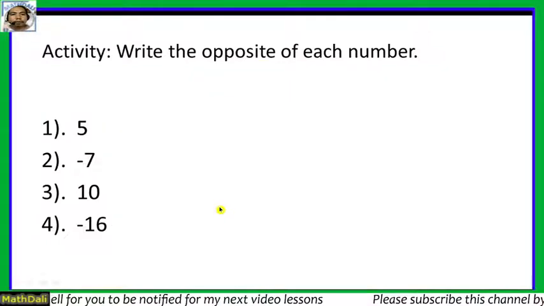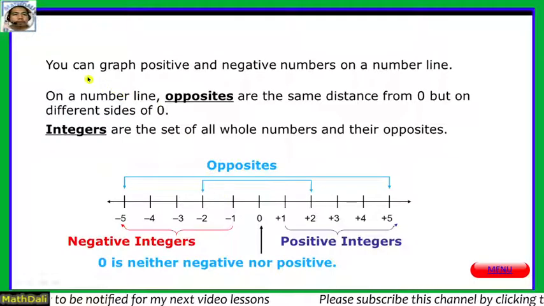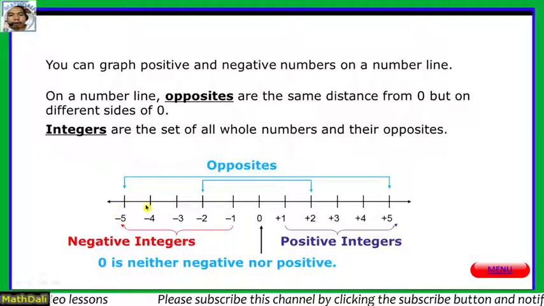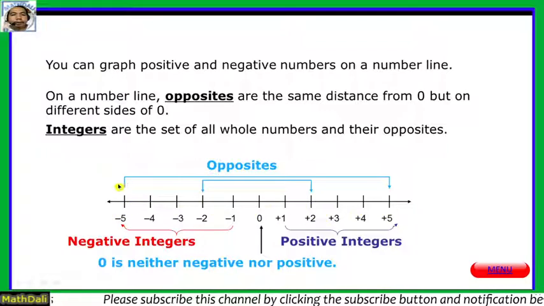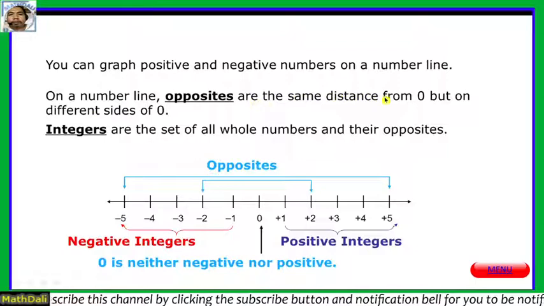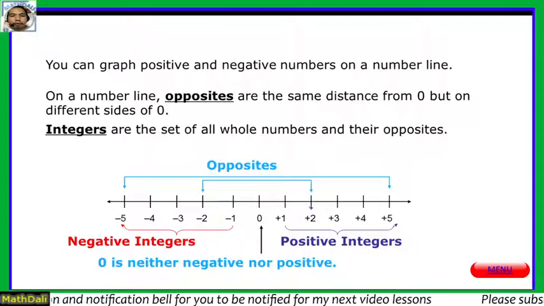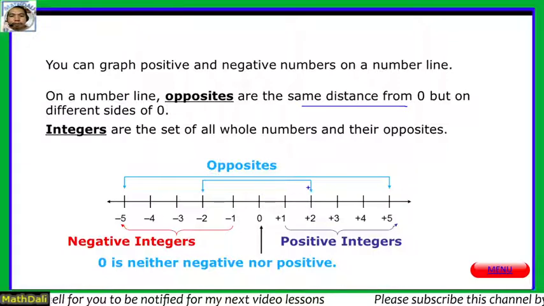Okay, next. You can graph the positive and negative numbers on the number line. Ito yung ating tinatawag na number line. On a number line, opposites are the same distance from 0 but on different sides of 0. Ano ibig sabihin yan? Let us consider negative 2. Ang opposite niyan ay positive 2. Same distance, ibig sabihin, from 0.